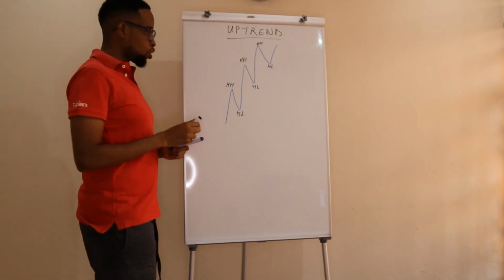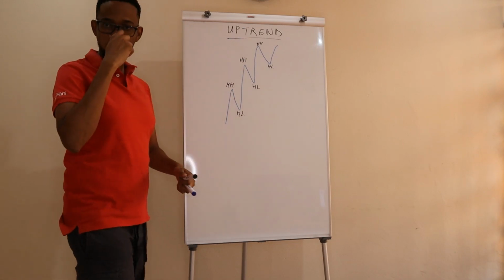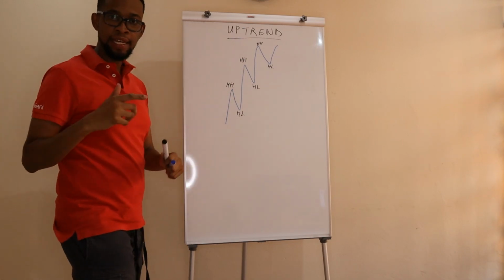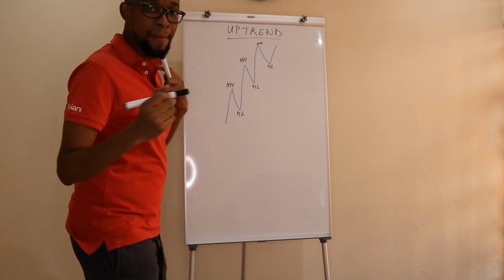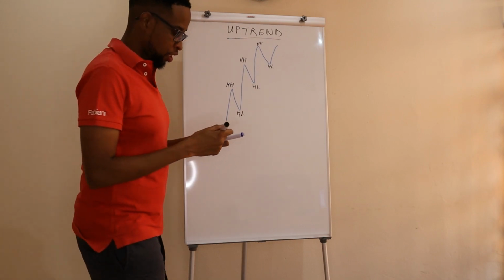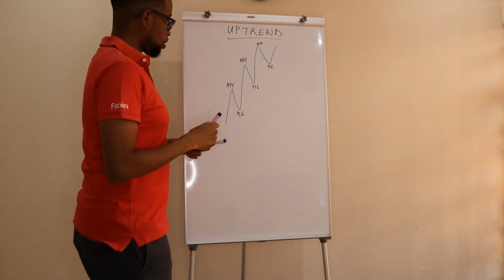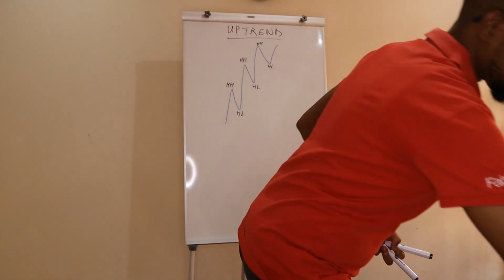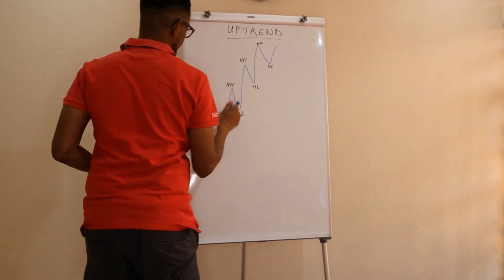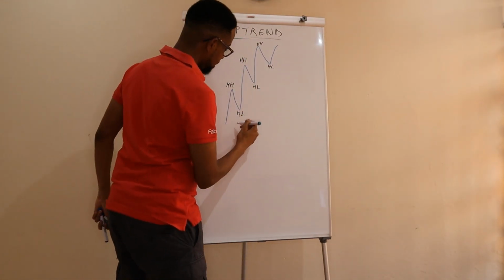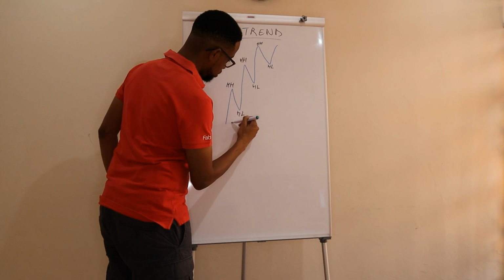You understand? So with that being said, how would you find your trend in an uptrend? We make use of trend lines. You will find your trend direction by looking at these higher highs and higher lows. Basically, you'll be connecting these two.